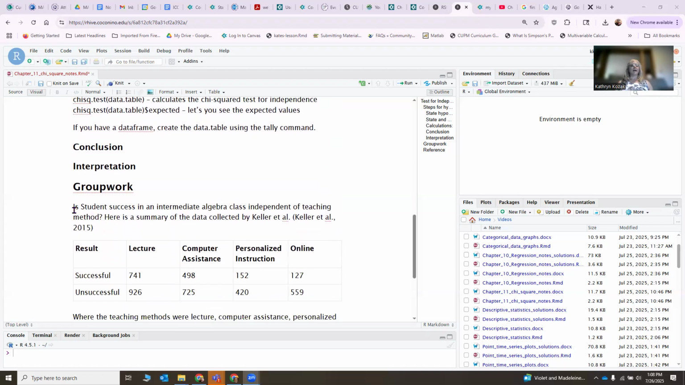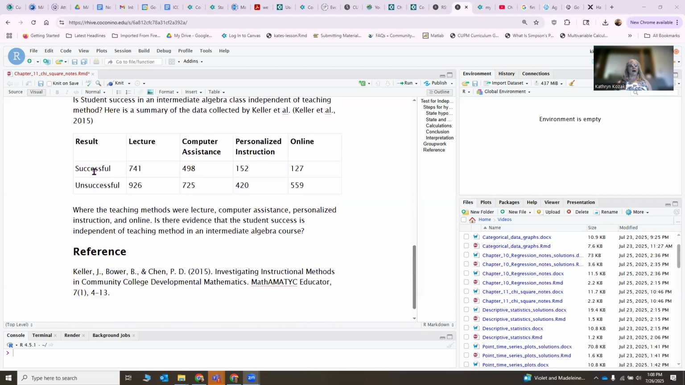So here's the problem. Is student success in an intermediate algebra class independent of teaching methods? Here's a summary of the data that was collected by a group. The results can be either successful or unsuccessful. Successful means you got a C or more. Unsuccessful means you got a D or F or withdrew.